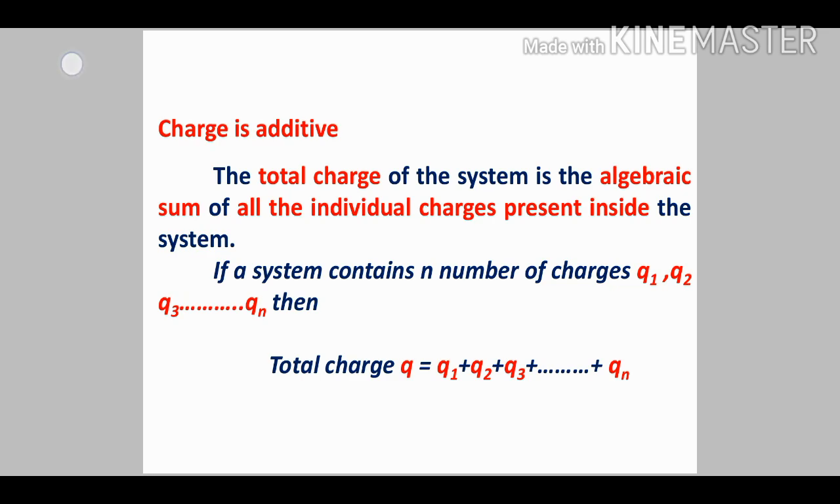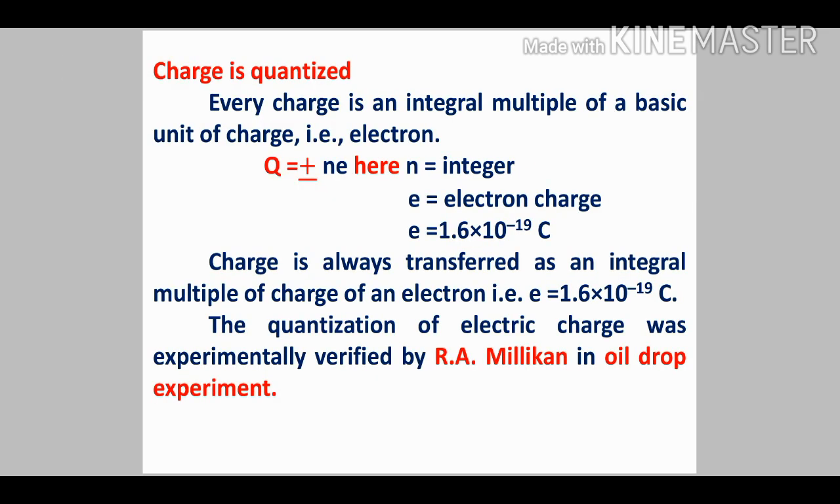Next property is charge is quantized. Every charge is an integral multiple of a basic unit of charge, that is electron. So in this universe, every charge is an integral multiple of a basic unit of charge. So charge Q is equal to plus or minus ne. Here n is an integer, that is 1, 2, 3, and so on. And e is the electron charge, that is equal to 1.6 into 10 power minus 19 coulomb. According to this, charge is quantized.